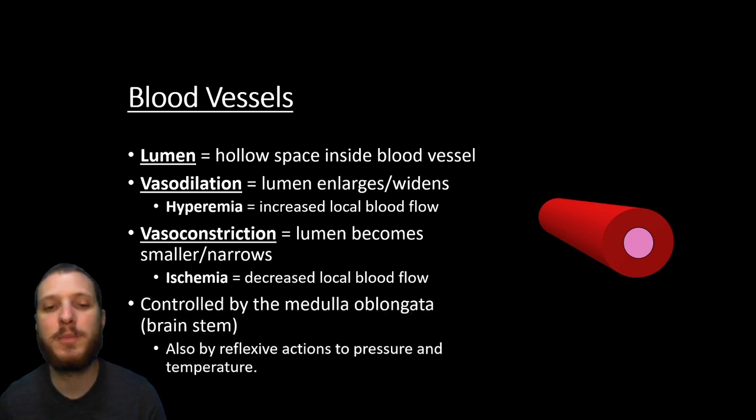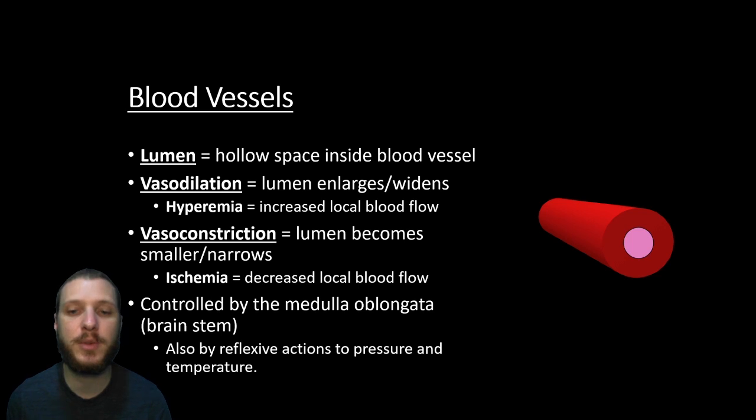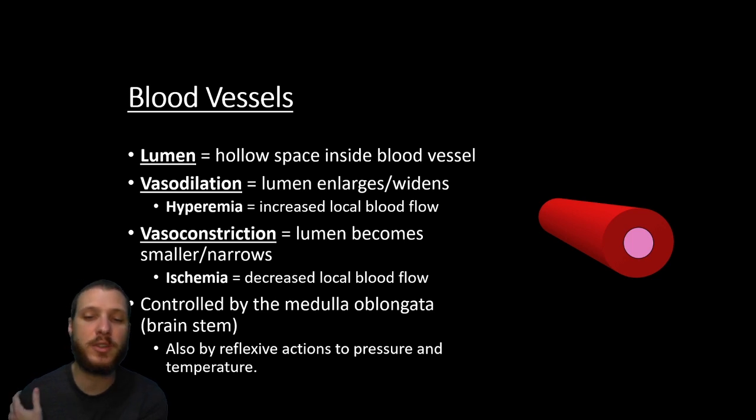And this process is going to be mostly controlled by the brainstem, in particular the medulla oblongata, but it can also be caused by reflexive action. So if you put pressure on the area, like with massage, or if the temperature changes, if it gets cold, you'll have vasoconstriction. If it gets warm, you'll have vasodilation. There are multiple ways to control this process.